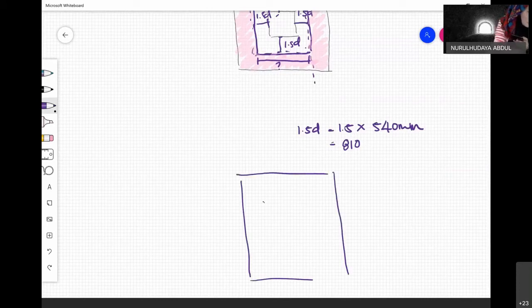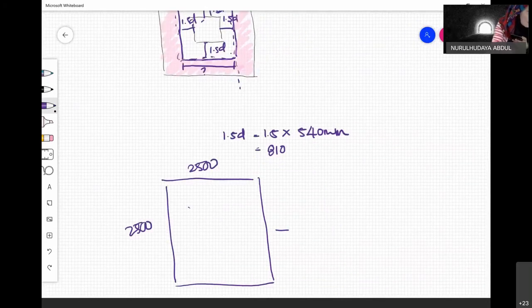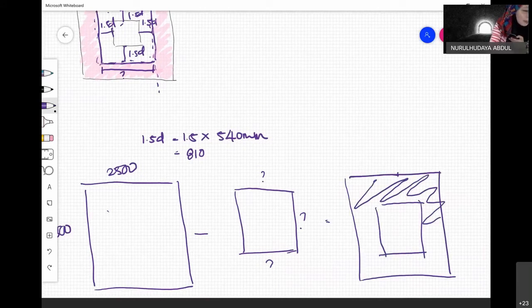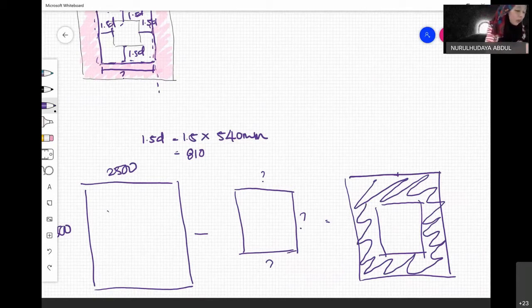Maksudnya 2,500 darab 2,500. Kita akan minus dengan kotak yang kat dalam tu. Okay, which is kita tak tahu berapa. Tak tahu. Okay, kita akan dapat area yang kat keliling ni lah. Berapa area ni ya. Sebab kita tolak kan. Kotak luar tolak kotak dalam, dapatlah area yang kat luar. Okay. So what we need to do, kita nak cari kotak ni lah berapa.